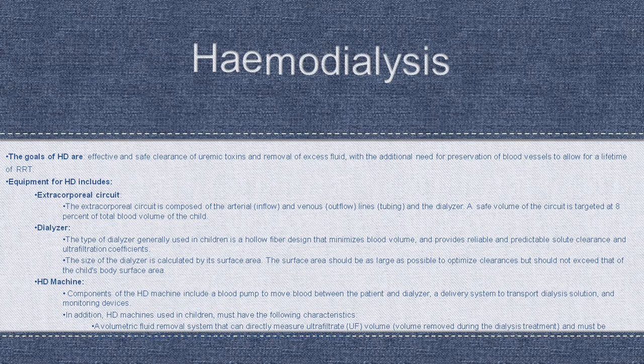In addition, HD machines used in children should have the following characteristics: a volumetric fluid removal system that can directly measure the ultrafiltrate volume, which is the volume that is removed during dialysis, and it also must be able to remove and record very small fluid volumes.